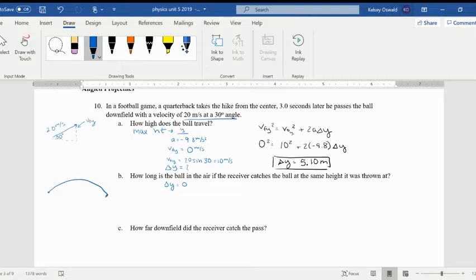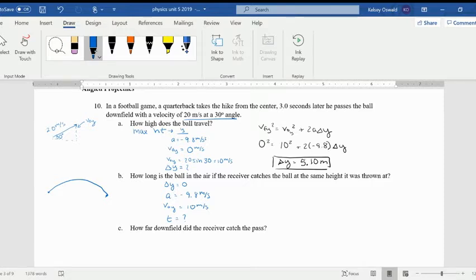So we're going to again want to look in the vertical direction here, because that's where we know the most information. We know our vertical displacement. We know our acceleration is negative 9.8 meters per second squared. And we know when that ball was first thrown it had an initial y velocity of 10 meters per second. So given that information, we want to find the time that it takes to catch the ball.